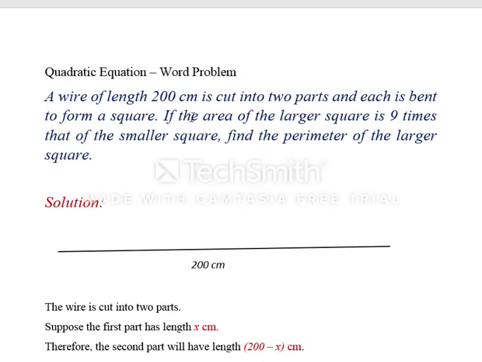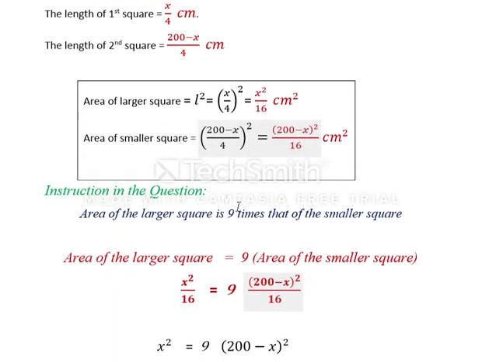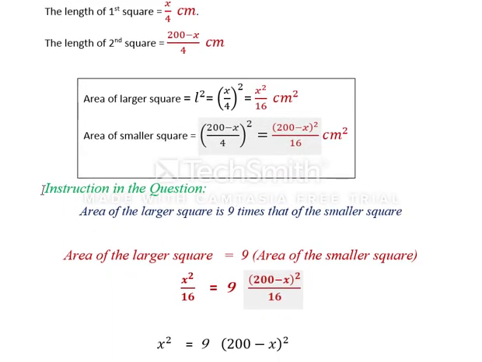The question says the area of the larger square is 9 times that of the smaller square. So I have written this statement over here. As per the instruction in the question, the area of the larger square is 9 times that of the smaller square. We have written this in equation form: area of larger square is equal to 9 times area of smaller square.